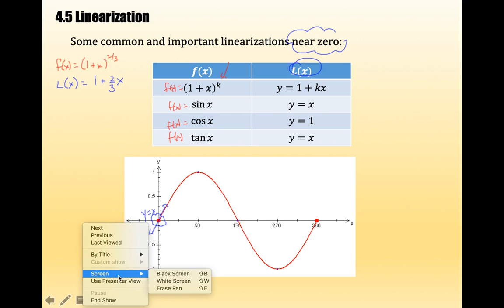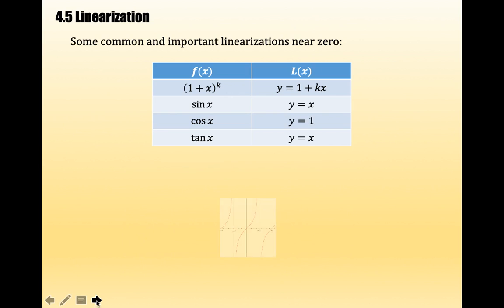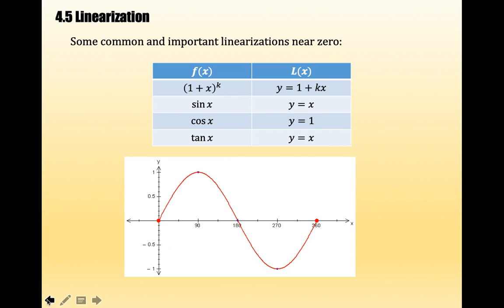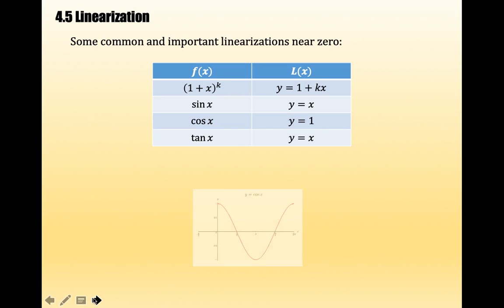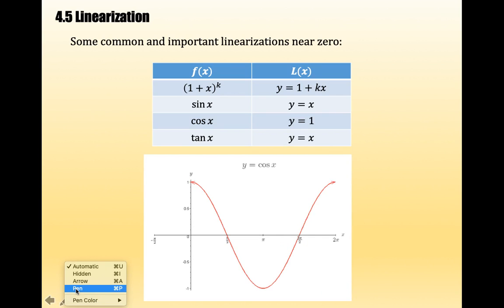Cosine, you can approximate as long as you stay near 0. Right? The tangent line here is y equals 1. So as long as you stay close to 0, instead of plugging something into cosine, you can just say, man, it's approximately 1. It's pretty powerful.